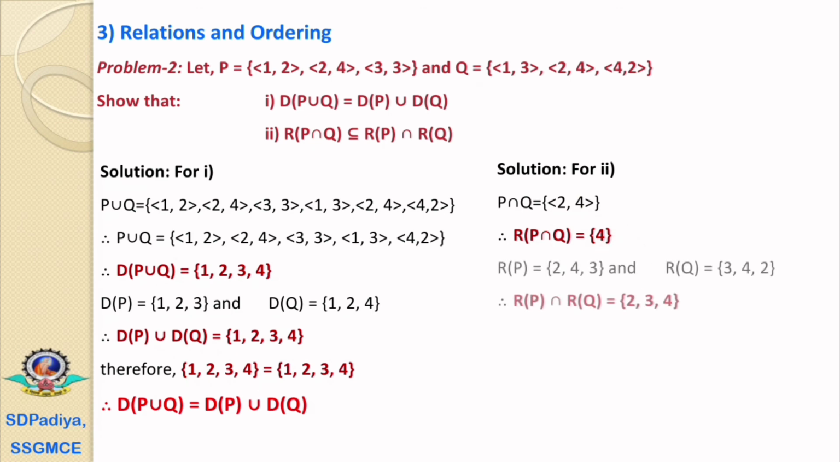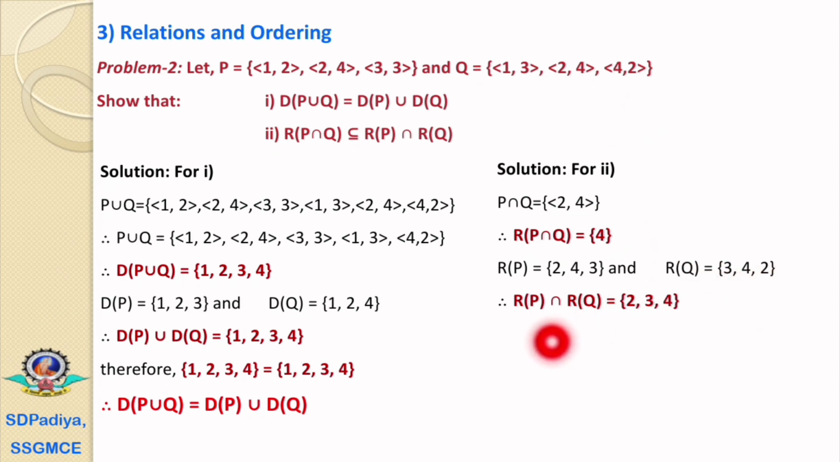Now, the range of P. The range of P means the second element of every ordered pair of P. Then it will be 2, 4, 3. Therefore, it is a set of 2, 4, 3. And the range of the set Q, that is the second element of every ordered pair of the set Q. That's why it is the set of 3, 4 and 2. You can see that 3, 4 and 2.